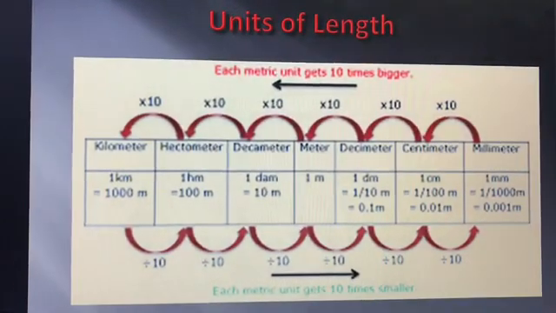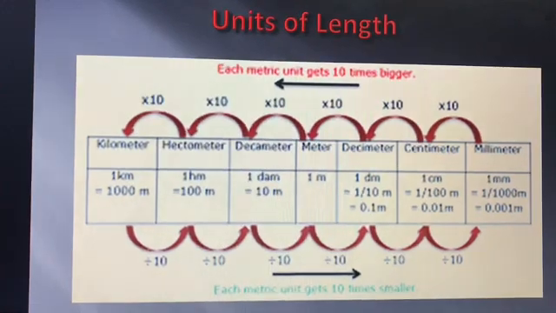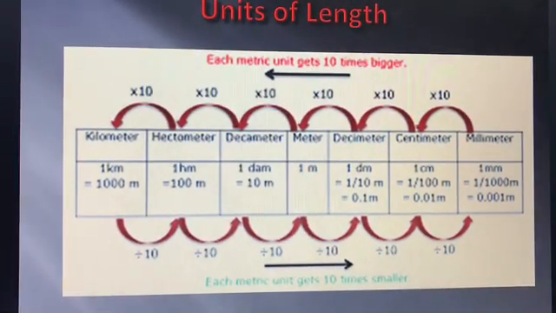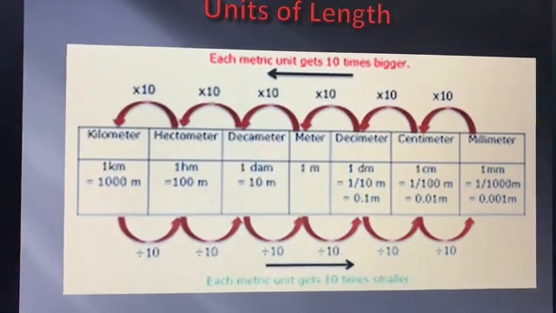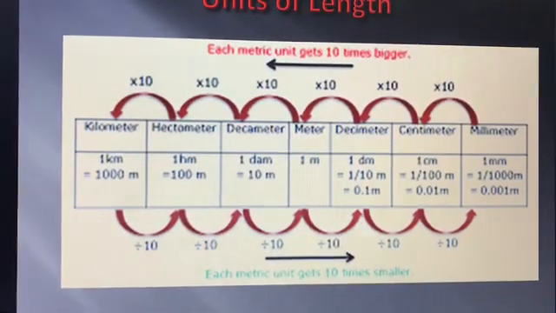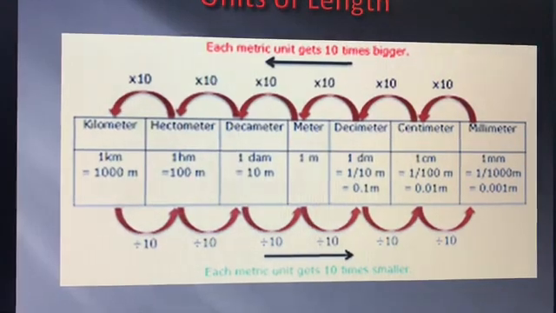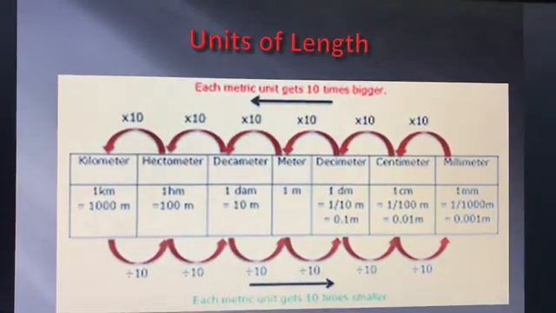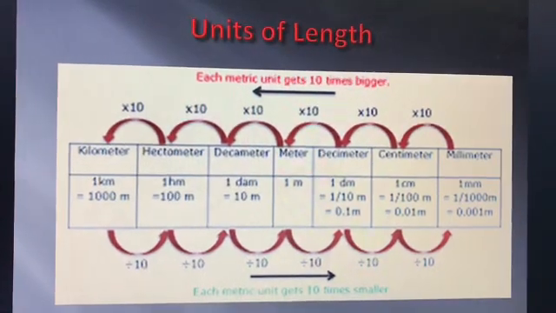In this table, you can see all the units of length as millimeter, centimeter, decimeter, meter, decameter, hectometer and kilometer. All these are units of length which we use according to our need. Millimeter is the smallest unit and kilometer is the largest unit.